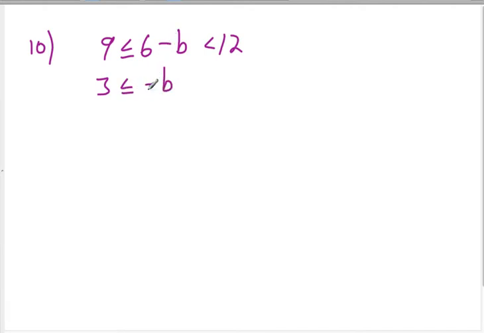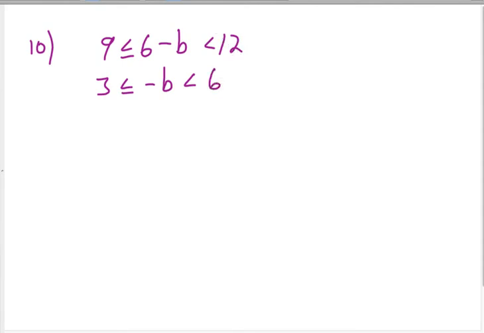Number 10, we have a compound inequality. 9 is less than or equal to 6 minus b, so that's a b, don't get confused with the 6. Okay, so right now we have a -b, that's okay, we'll deal with that later. I'm going to subtract 6 from all 3 parts, still leaving us with this -b, don't forget that.